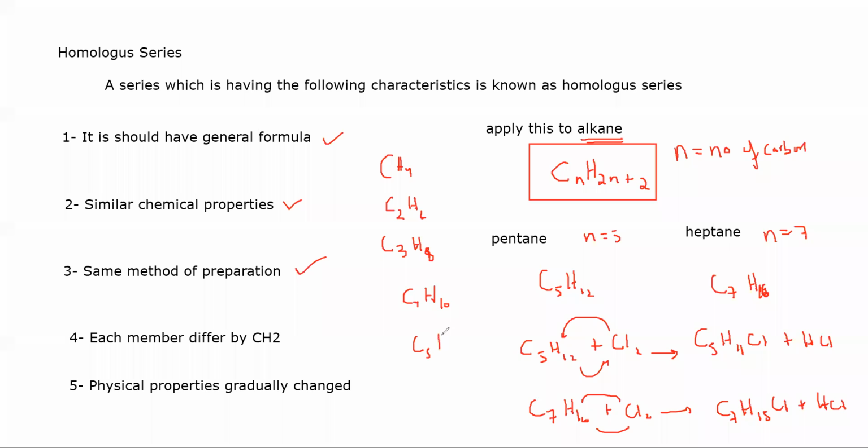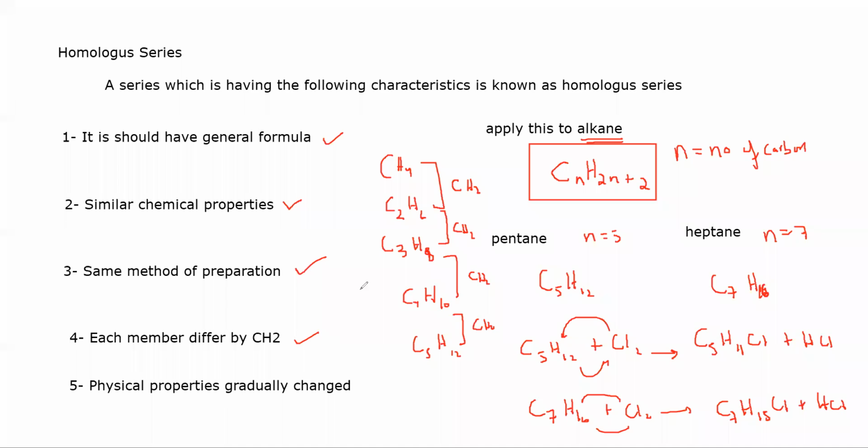is C5H12. So what is the difference between the first and second member in terms of carbon and hydrogen? How many carbons are extra in the second member? CH2, one carbon and 2 hydrogen. When you check the difference between the second and third, it has 1 carbon extra and 2 hydrogen. The same thing again.